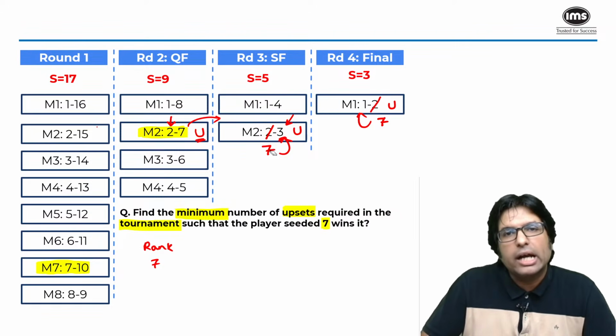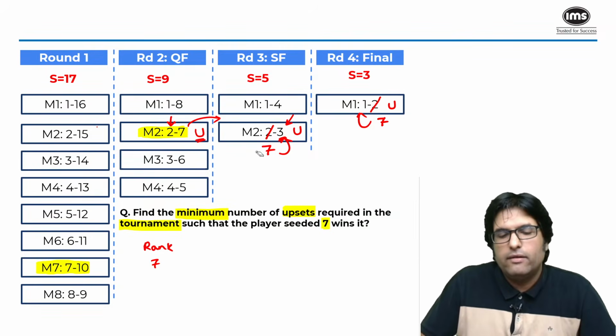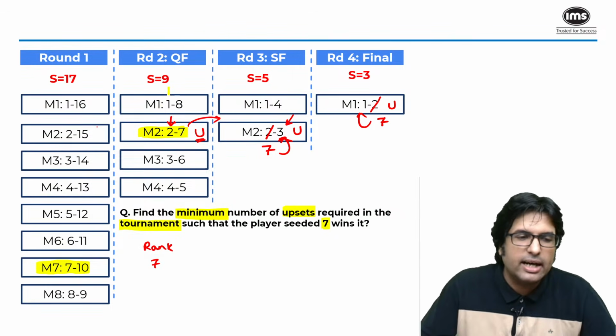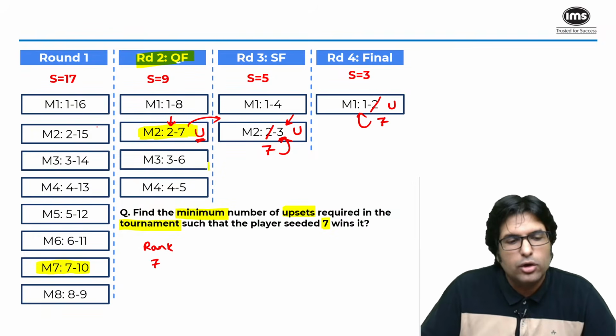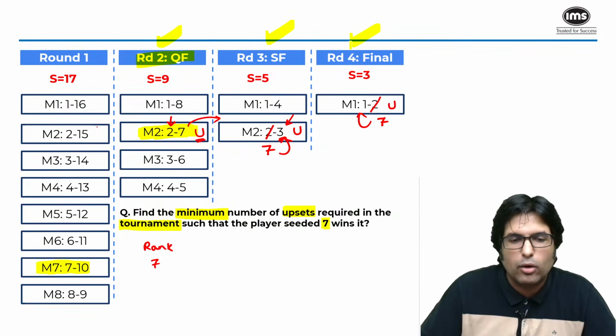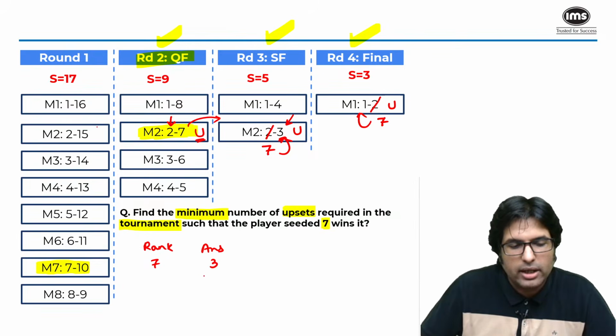very easy to think logically: first identify the stage where that particular ranked person is able to reach without upset. That particular ranked person in our case is ranked 7, able to reach round 2 in quarterfinals without any upset, and then from that onwards he would require an upset in every round. So he would require an upset in round 2, round 3 and round 4. Therefore can I say the minimum number of upsets required, the answer for this question would be 3.